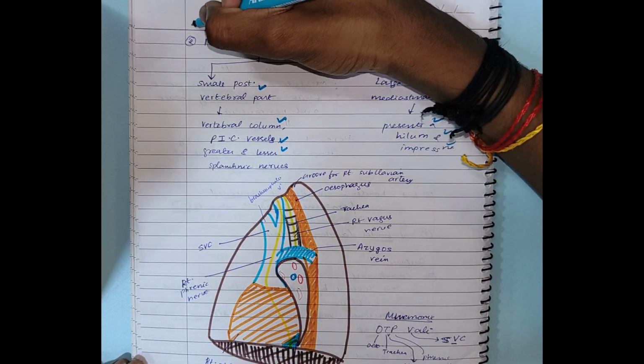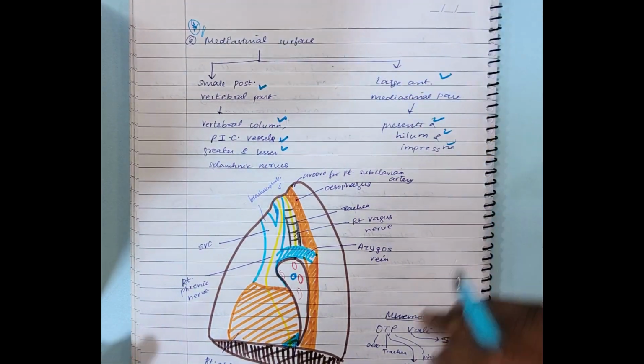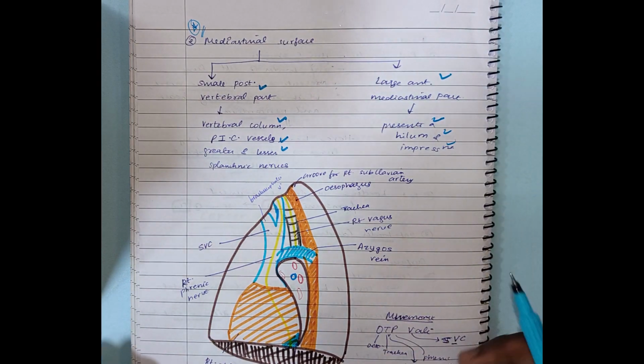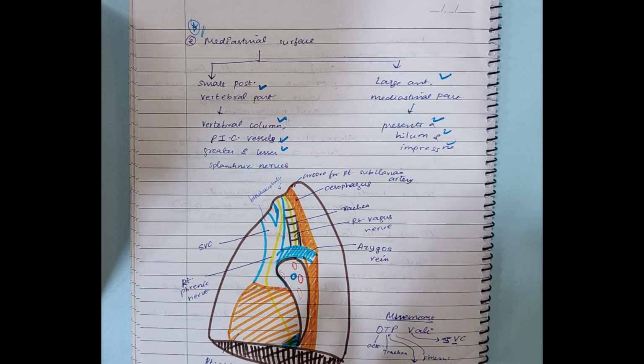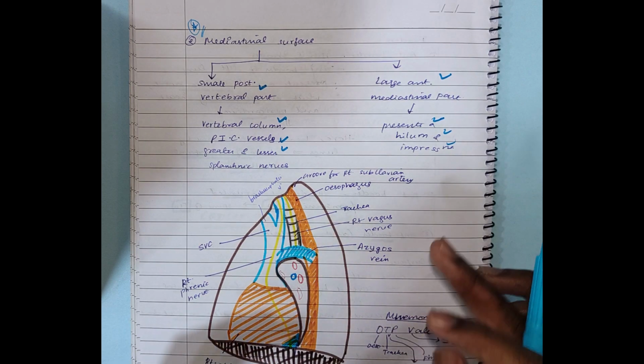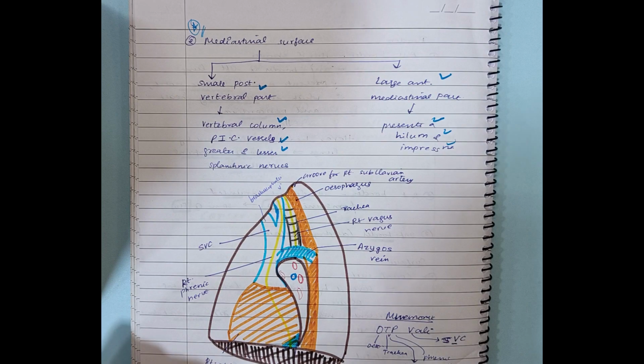Now let us talk about one of the most important topics from this section, that is the mediastinal surface. The mediastinal surface of the lung is basically the medial surface of the lung, which faces towards the mediastinum. Therefore it has been given the name mediastinal surface. Now, it has two parts: the small posterior part, known as the vertebral part, and the large anterior part, known as the mediastinal part.